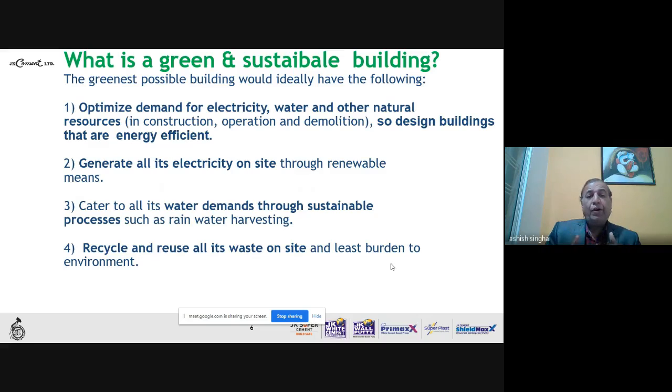Second point, generate all its electricity on site as far as possible. For example, if a building happens to be a college campus, there are a lot of roofs, large roofs are available. Why not put solar plants on the roofs and generate a good amount of electricity, or at least so that it can partially replace the overall requirement of the campus. So that can be looked into.